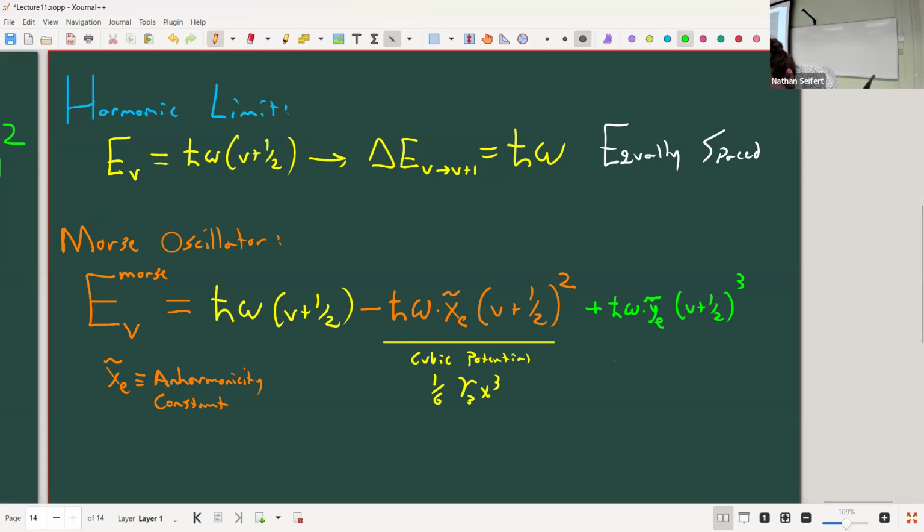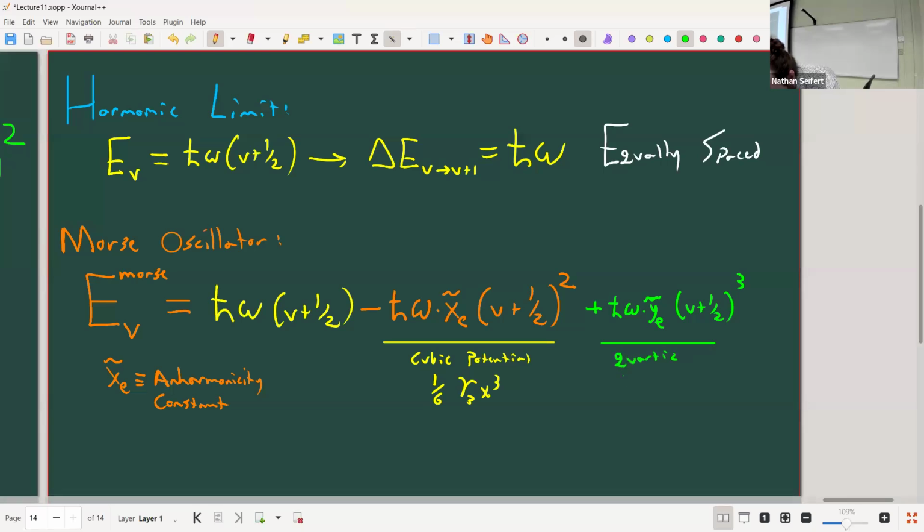And this part, the green, comes from the quartic part of the potential, 1/24 gamma to the 4th x to the 4th. And of course, the first part comes from the cubic part. All right, so what happens is now the energy levels are no longer equally spaced anymore. You'll look at this a little bit on the homework, and you will do it certainly in lab next rotation.